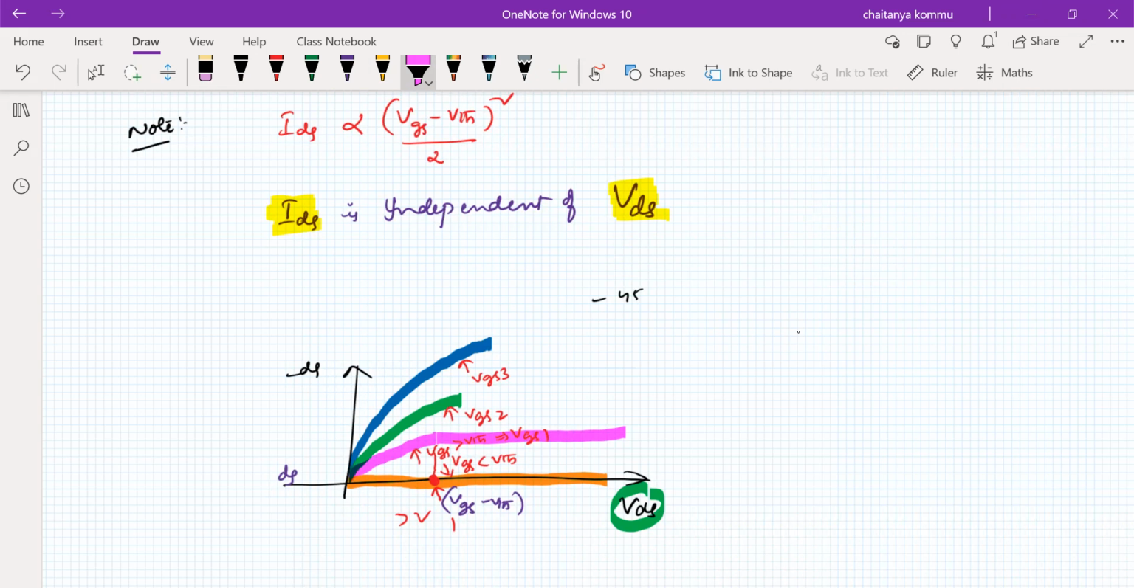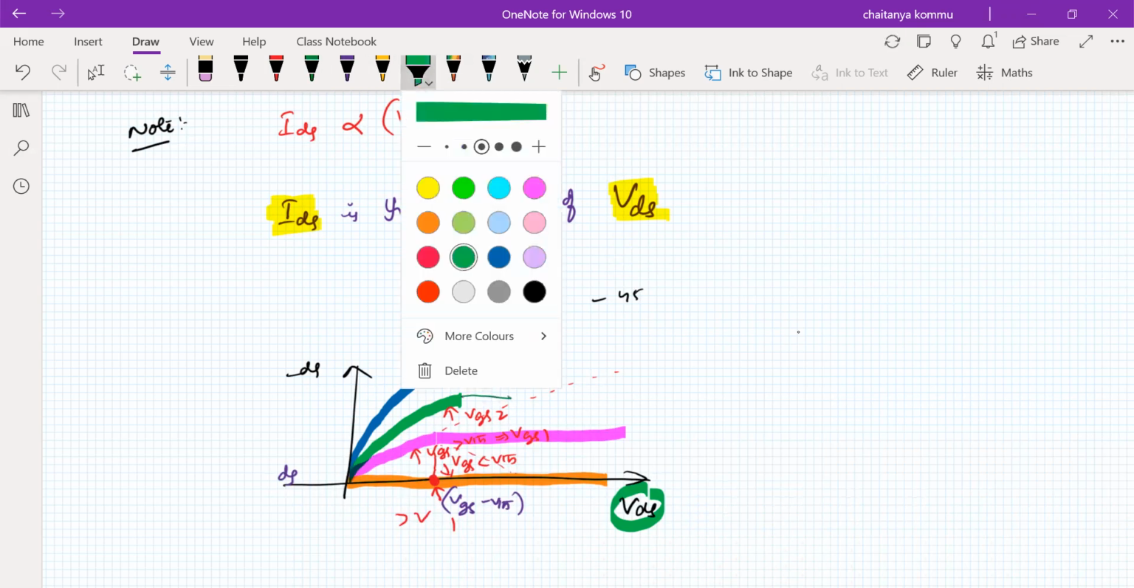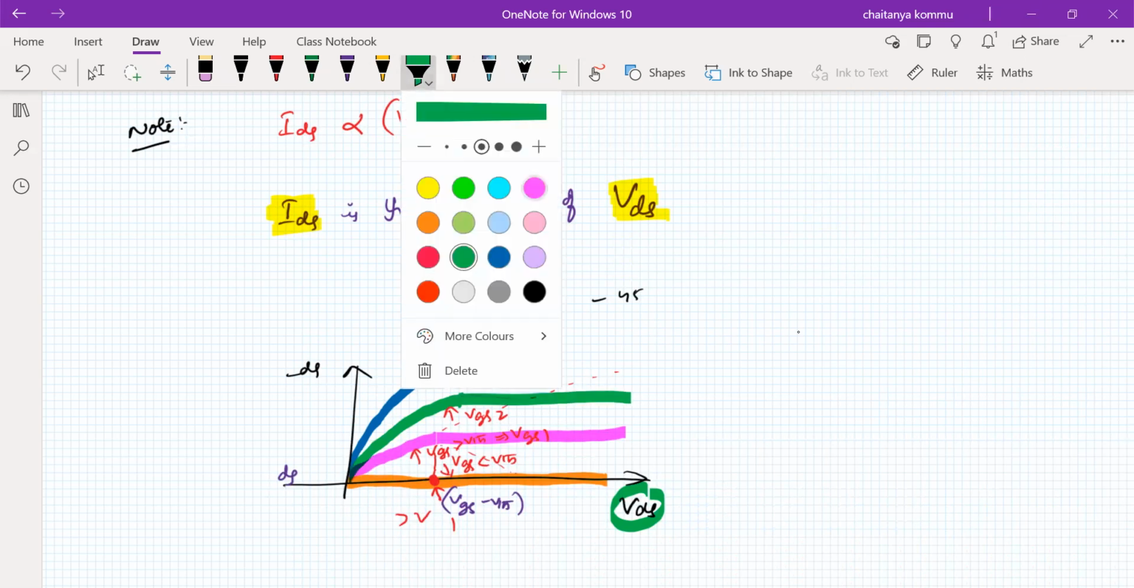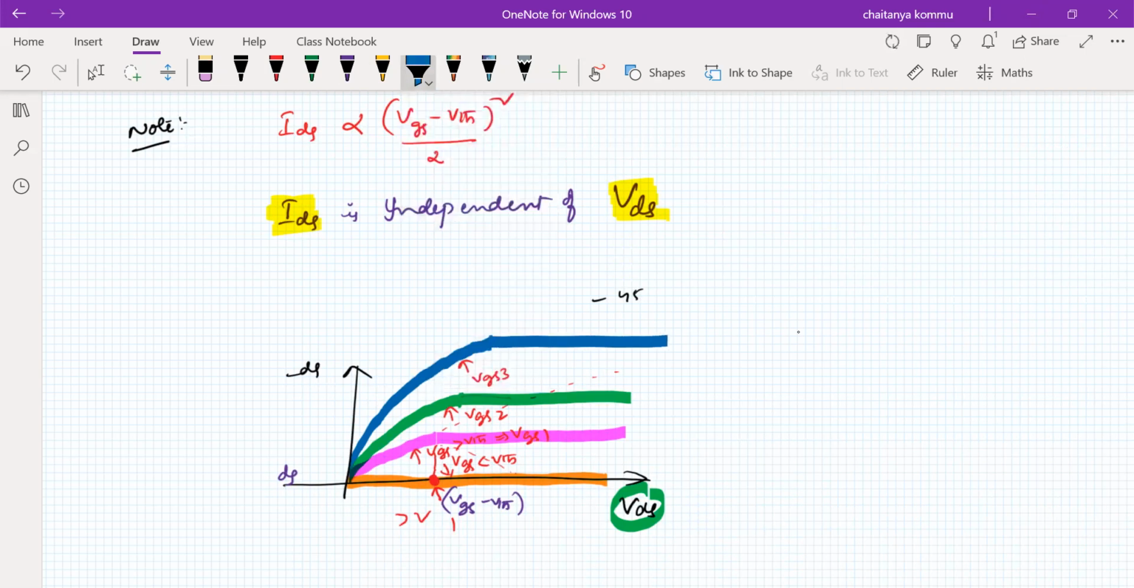That means anyway, it is not at all increasing. It is not increasing, and it should go decreasing, but it's not going to decrease. It remains constant because of the drift mechanism existing near the drain side. Similarly, the same concept is applicable for this one also. Clear?